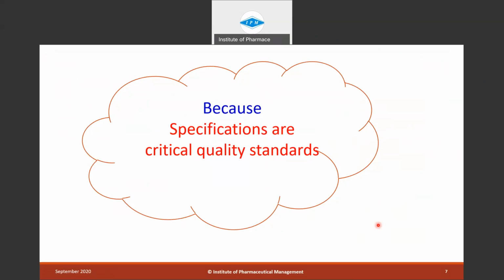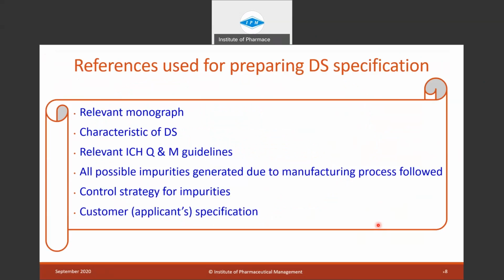Now, what are the references used to prepare specification? Here is the list. So relevant monograph, as we know, for US it is USP, for Europe it is EP, and so on. The next would be the drug substance characteristic. We are talking about DS specification. So I have listed the references for DS. Drug substance, if it is polymorphic, hygroscopic, isomeric, you have to consider those peculiarities, those characteristics in your specification. You should comply with relevant ICH quality and multidisciplinary guideline.